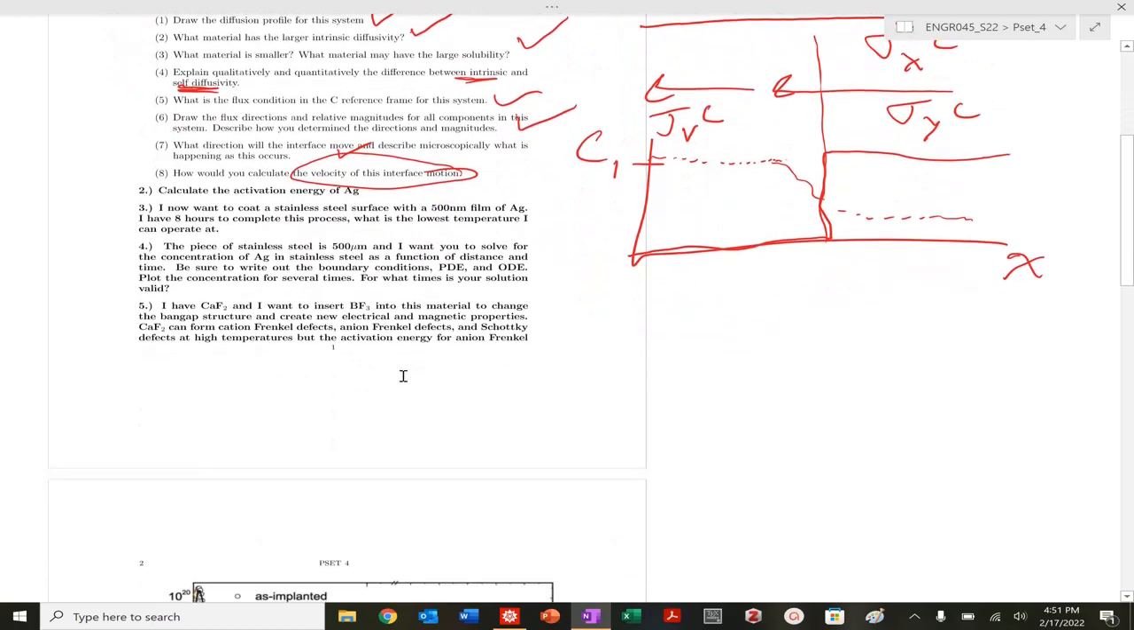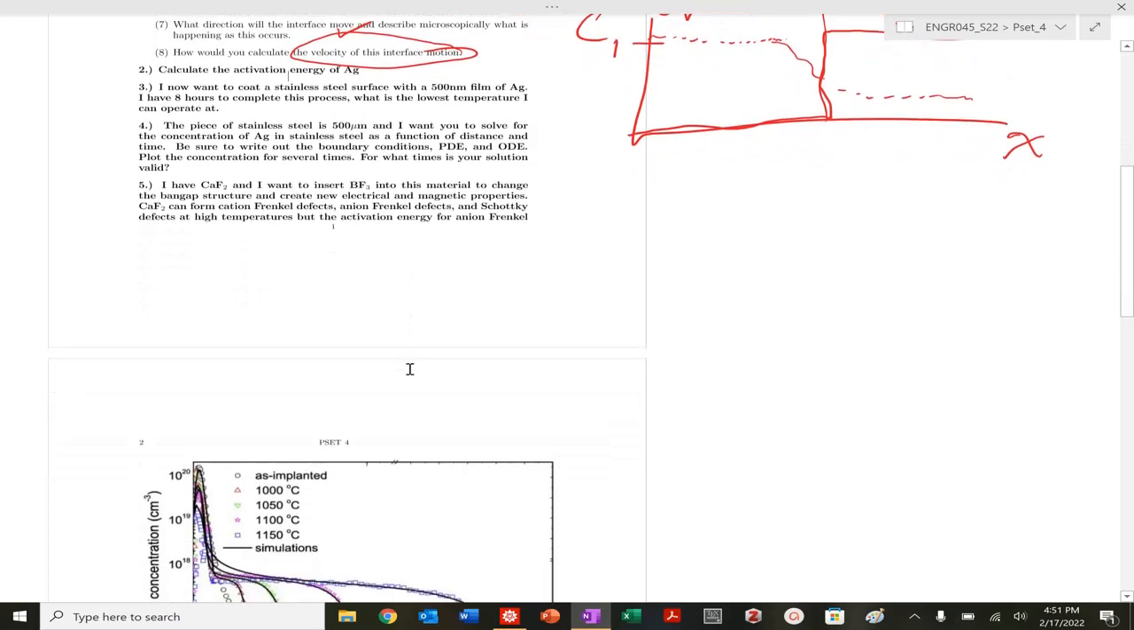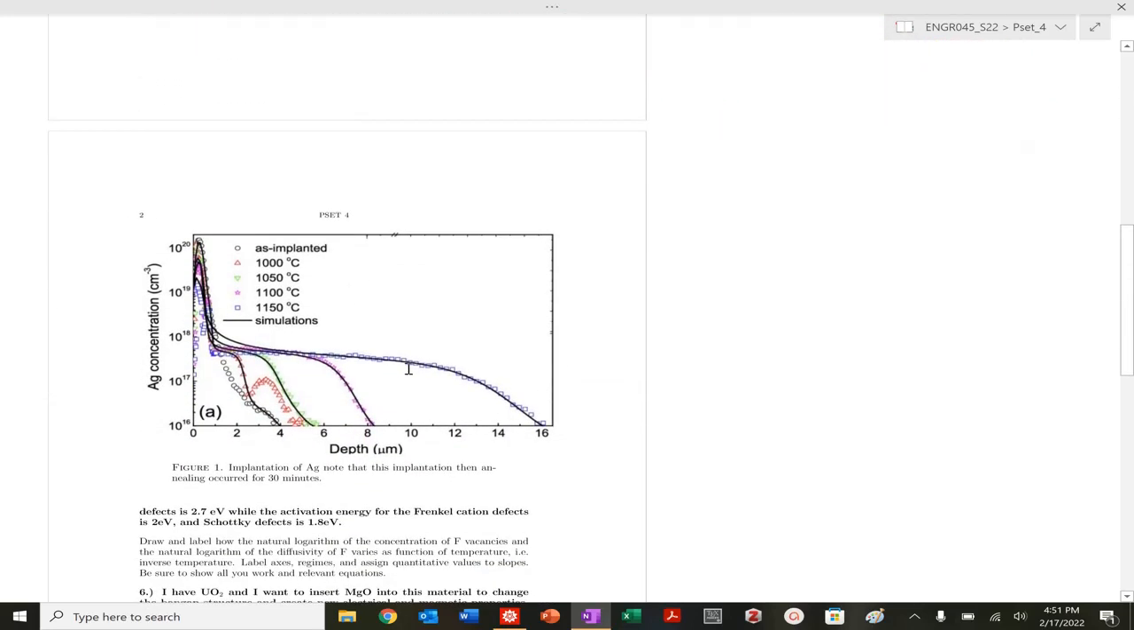Excellent. So, calculate the activation energy of Ag. I'm given a plot of Ag concentration versus penetration depth. Let's say I want to pick a concentration like this. I'm given depth, and we know from our lecture notes for the square root of Dt, this is my engineering approximation. So I could figure out the depth x, and all of these are for annealing times of 30 minutes. Initially this is my as implanted depth, which is about 2 micrometers.